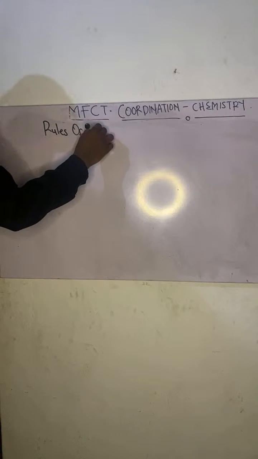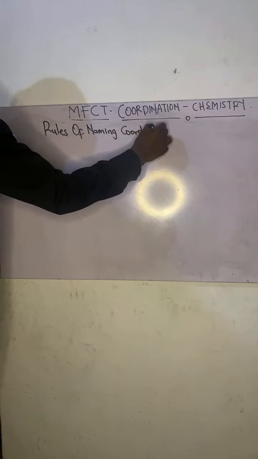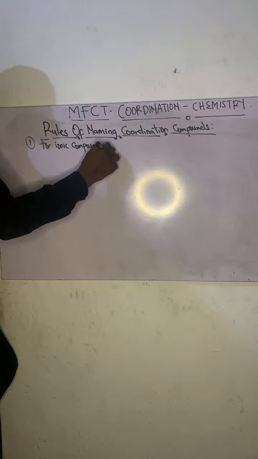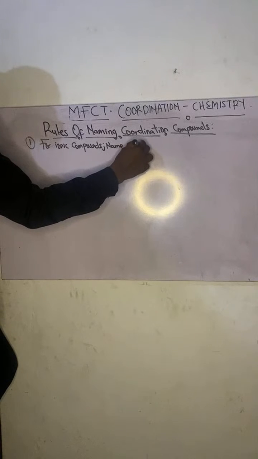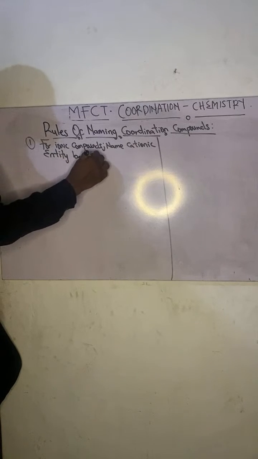Rules of naming coordination compounds. Number 1, name for an ionic compound: name the cationic entity before the anionic.